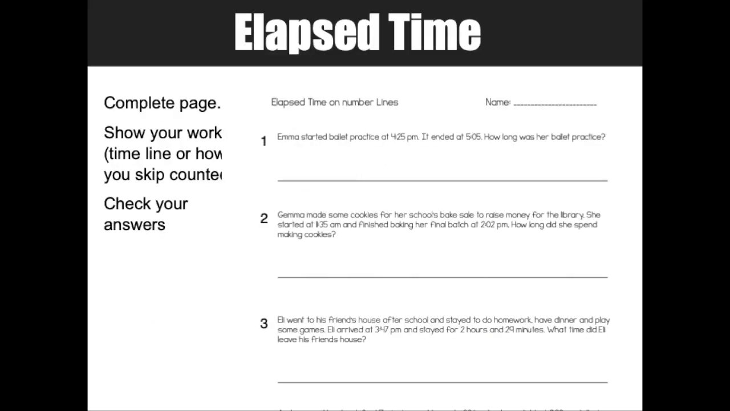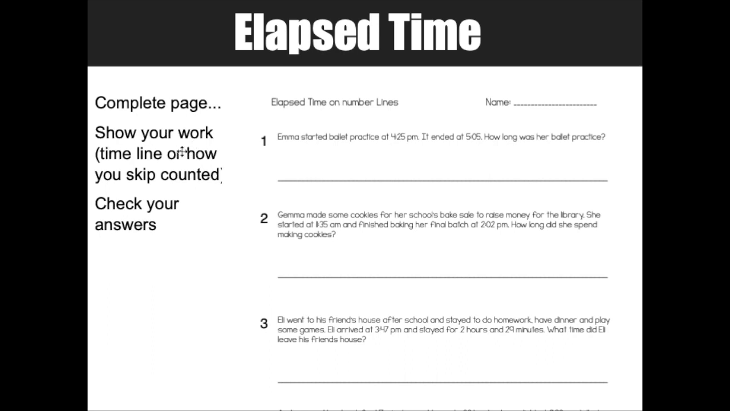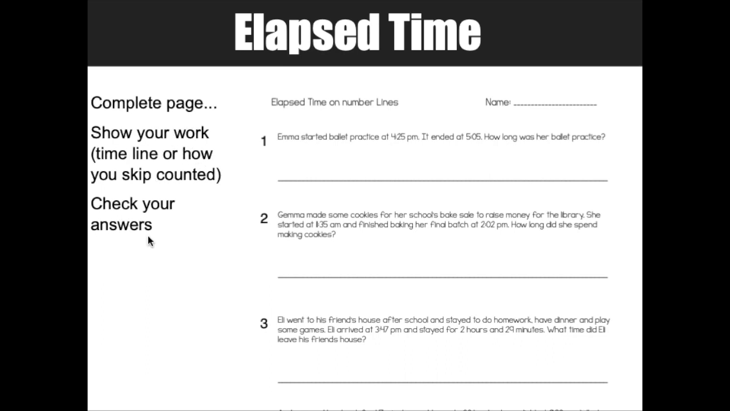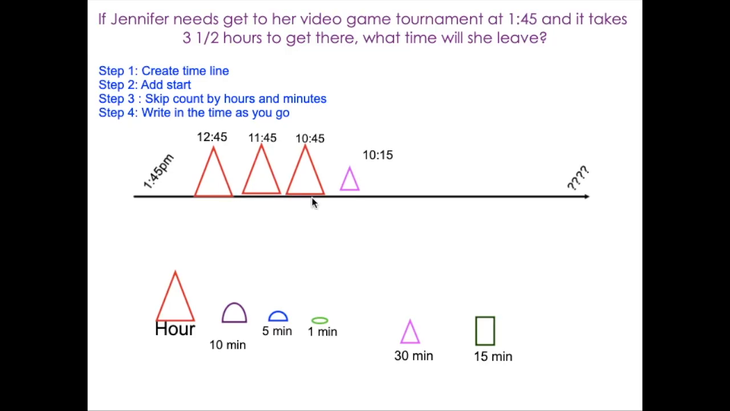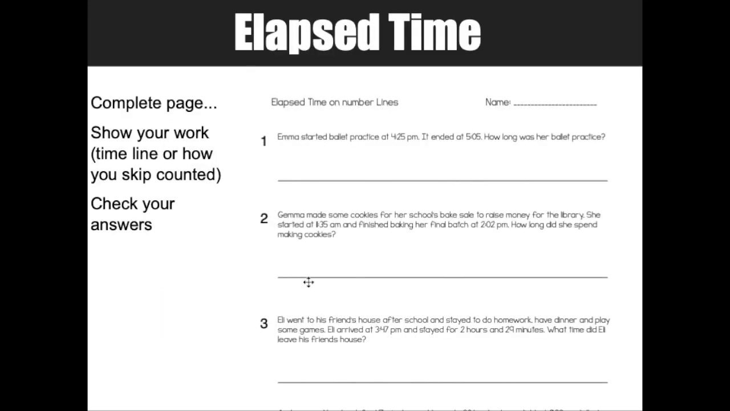Today you are going to be working on elapsed time on number lines. You have maybe 8 to 10 questions. You're going to complete each page. Show your work or your timeline, so how you skip counted, and then check your answers. The answer key is not going to have something that looks like this because it might be different for each of us. It's just going to have an answer like 10:15 or 4 hours and 5 minutes. If you have it wrong, it's your job to bring this up in class to see what went wrong or to chat with someone at home to help you out.